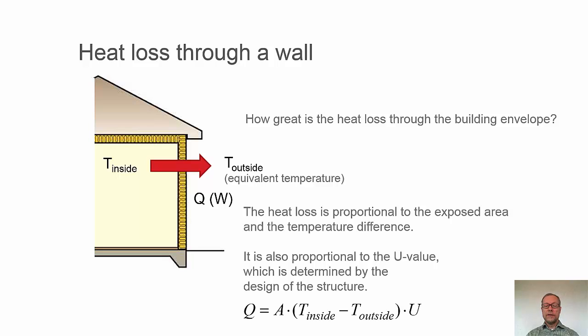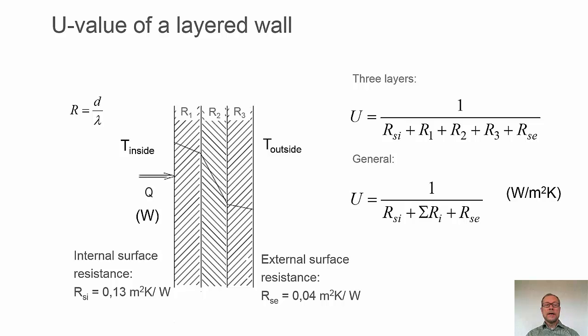Using a formula, we have Q equal to A, the exposed area, times the temperature difference between inside and outside, times the U value. So what is the U value of a layered wall? Well, we have seen this picture before when we looked into the temperature distribution inside the wall. Here, this basic structure has three layers with three different thermal resistances. And we know that the thermal resistance of one layer is equal to the thickness divided by the thermal conductivity.